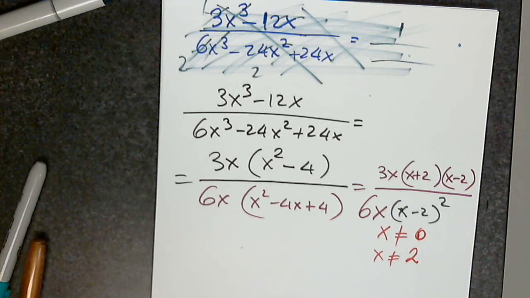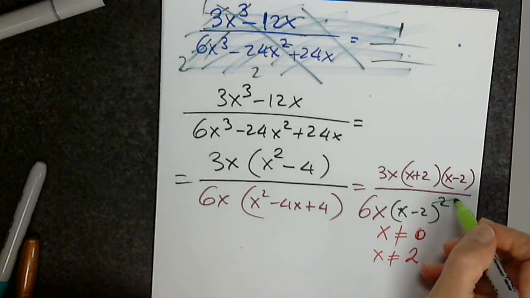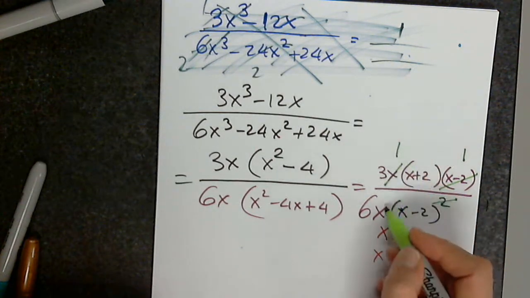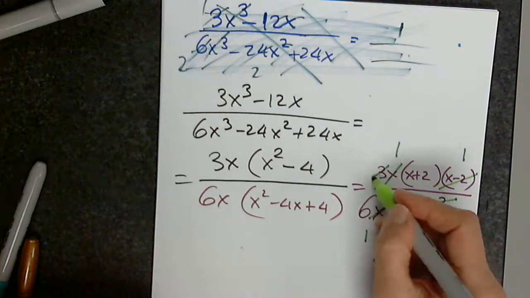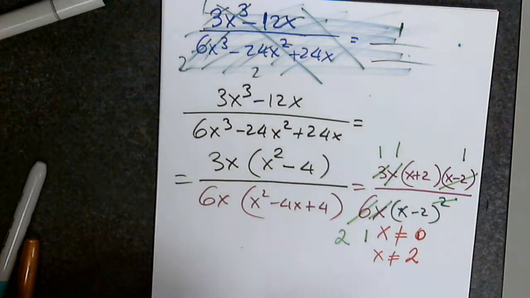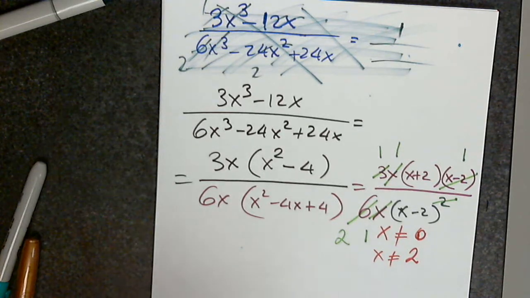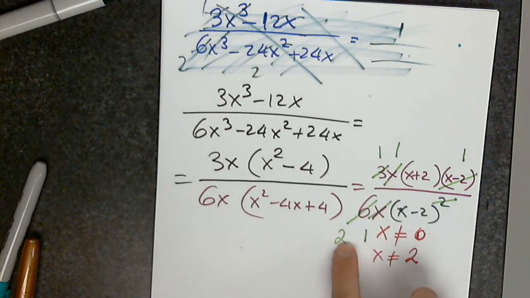Now I'm free to simplify. I will simplify an x minus 2 with an x minus 2. I will simplify an x with an x and a 3 with 6. What is left at the top? Danielle, please ask. Go ahead. So 3 is divided by 3 and I get 1. 6 is divided by 3 and I get 2.